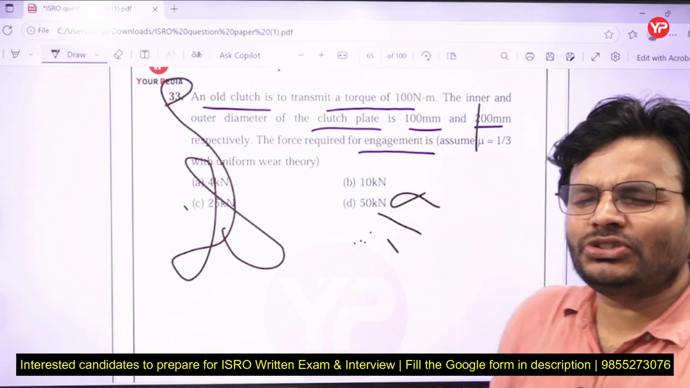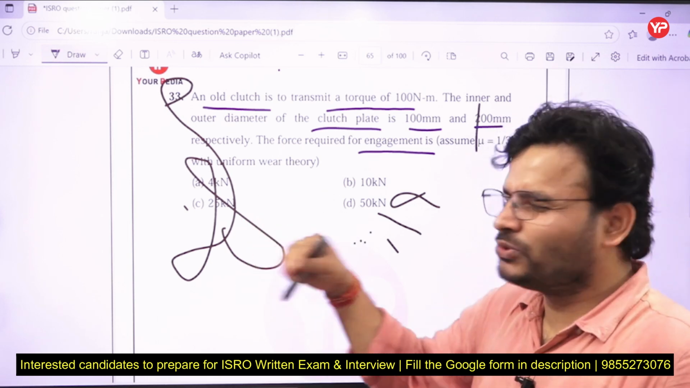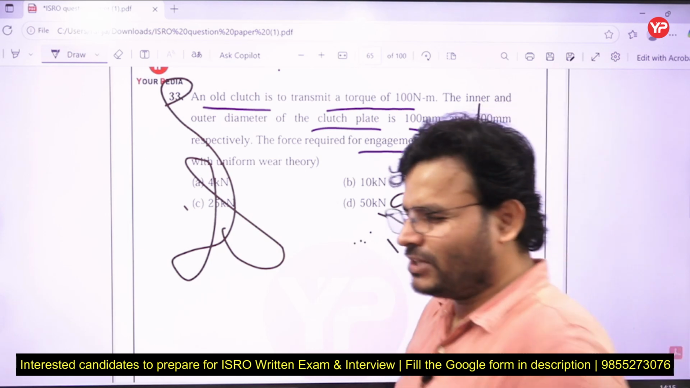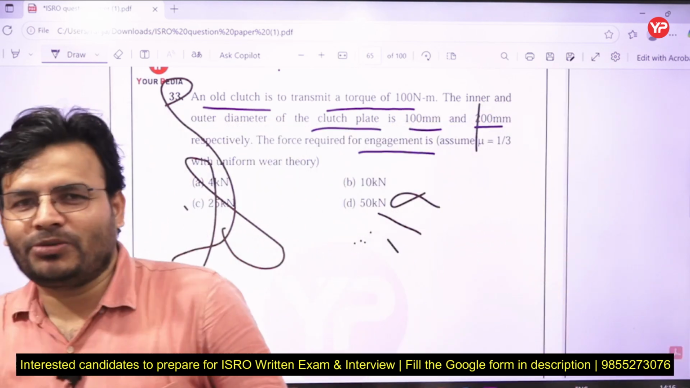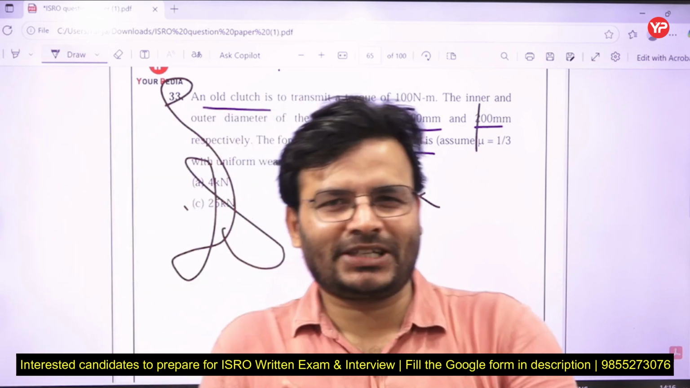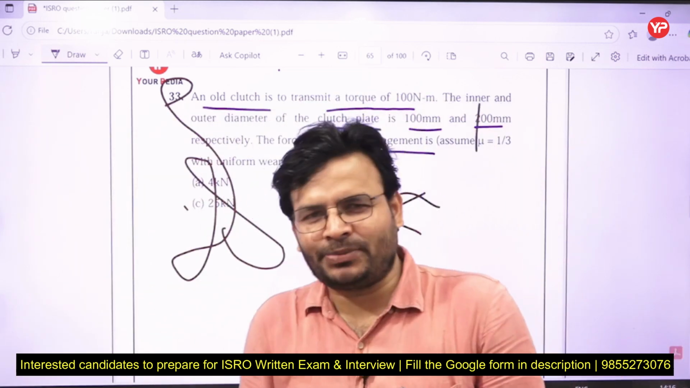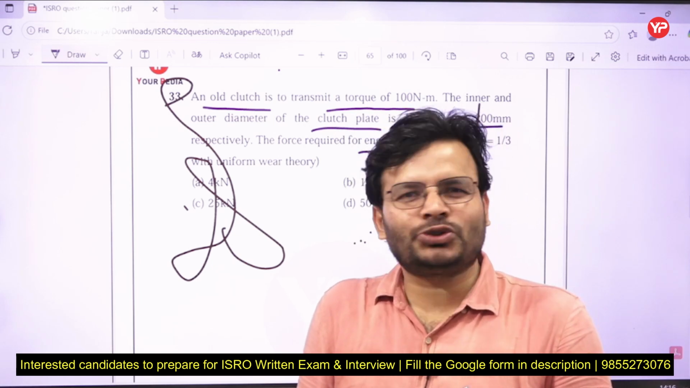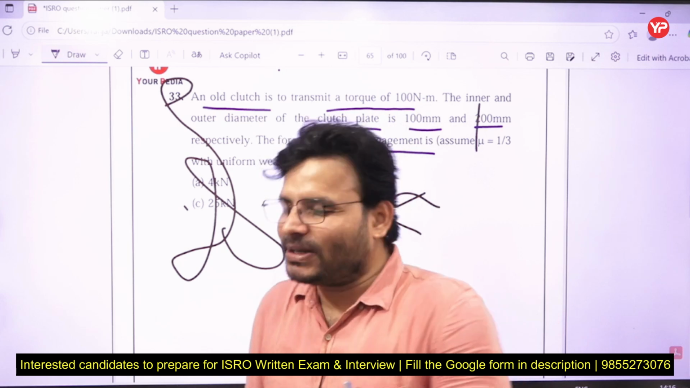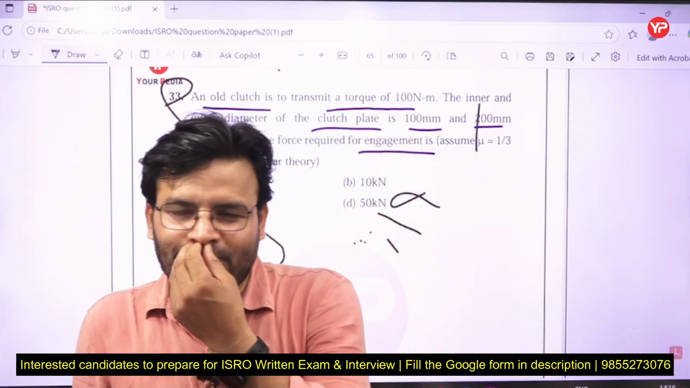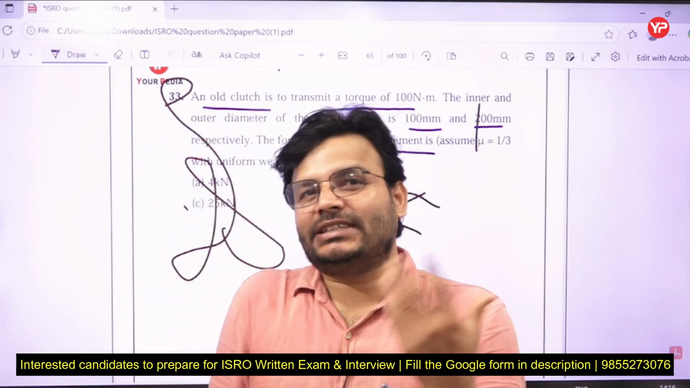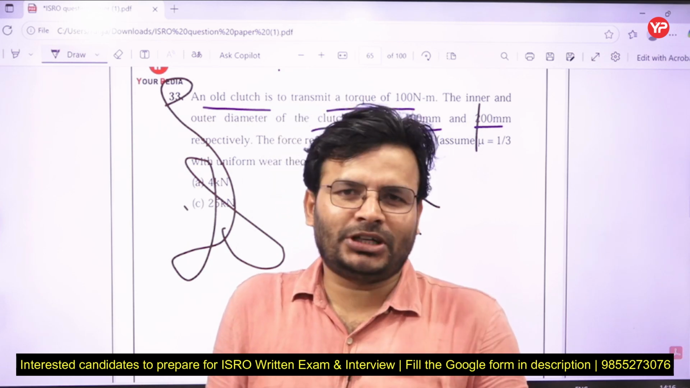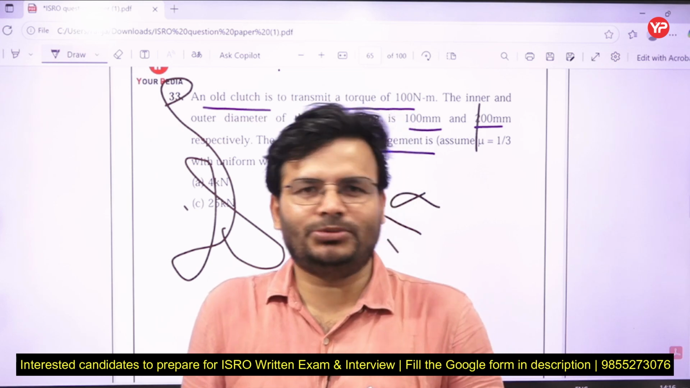wear theory. Suppose in the question it is not given that you have to solve by using uniform wear theory, by default you can take UWT, because whenever the clutch plate is old, uniform pressure cannot exist everywhere. Uniform pressure you can obtain only when the clutch plate is new. So if nothing is mentioned in the question, by default we can assume uniform wear theory. In this question it is mentioned, but suppose any time a question does not mention which theory to apply, uniform pressure theory or uniform wear theory, in such a case by default we use the uniform wear theory.